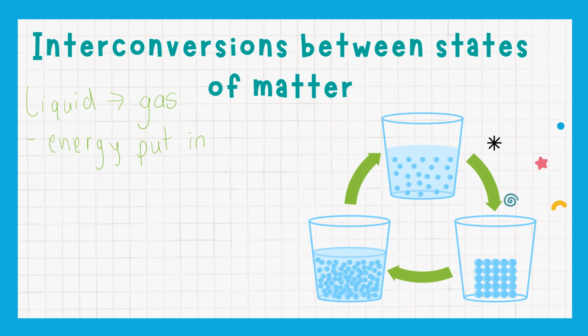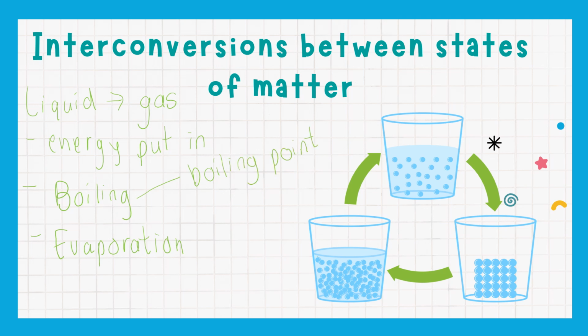Now there are two ways in which a substance can change from a liquid to a gas. The first one is boiling, and the second one is evaporation. Now, even though both of these processes have exactly the same end result, the process itself is slightly different. Boiling happens at a very specific temperature, and we call that our boiling point.